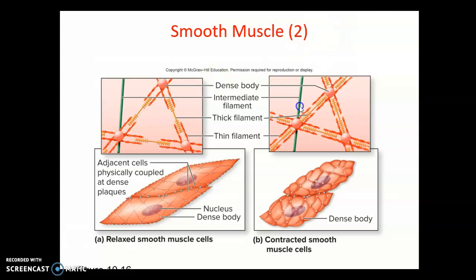So here's the structure. You see they have the dense body, intermediate filament, thick filament, thin filament. Remember, these thin filaments are the ones that move, the thick ones don't move. Adjacent cells are physically coupled to dense plaques and nucleus and cell body. This is the relaxed smooth muscle, and this is contracted. You see how it's dense, but it still keeps the distance of the thick microfilament. The thin filaments are squeezing in.